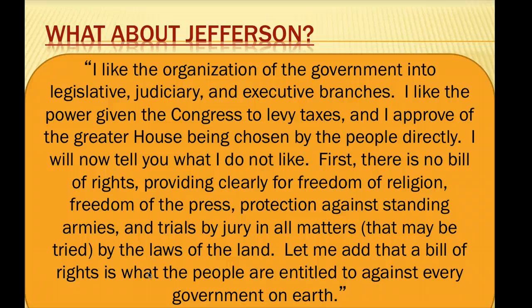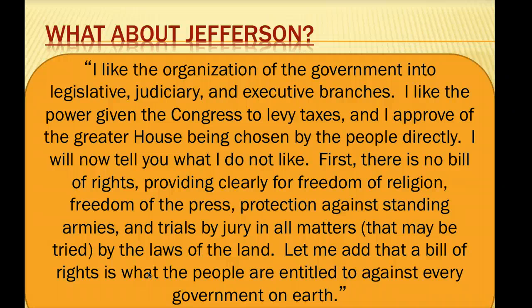Ironically, one man was not there. This man was in France. Thomas Jefferson was not at the Constitutional Convention. But they did keep him updated, and they sent him information overseas. And he responded in this primary source letter.